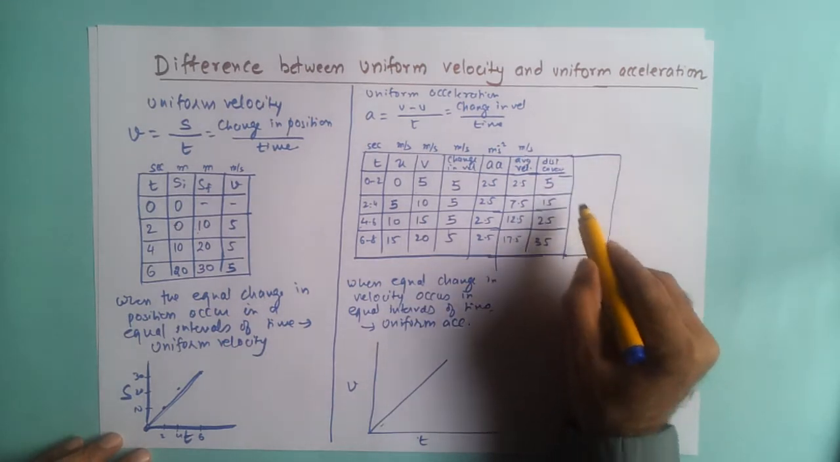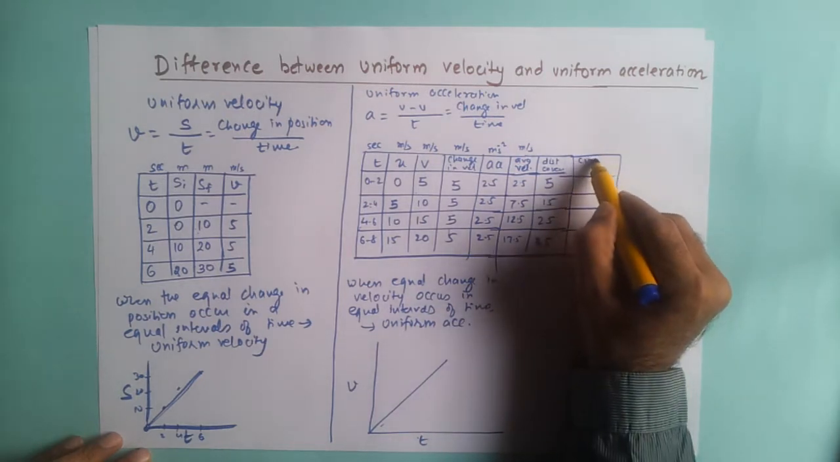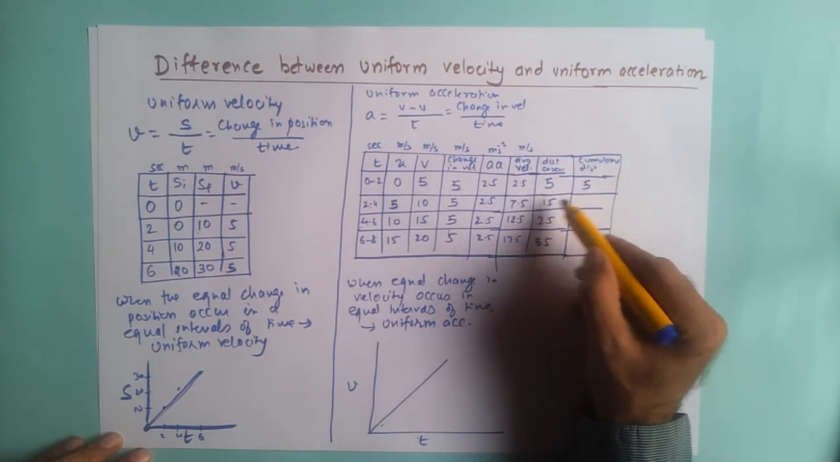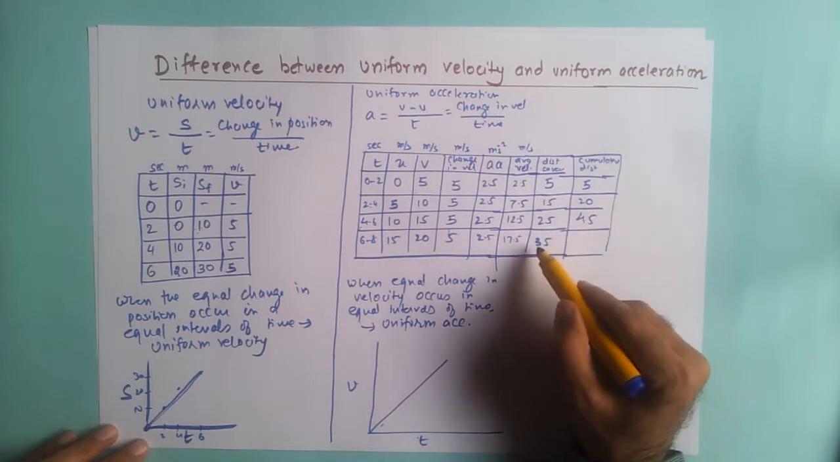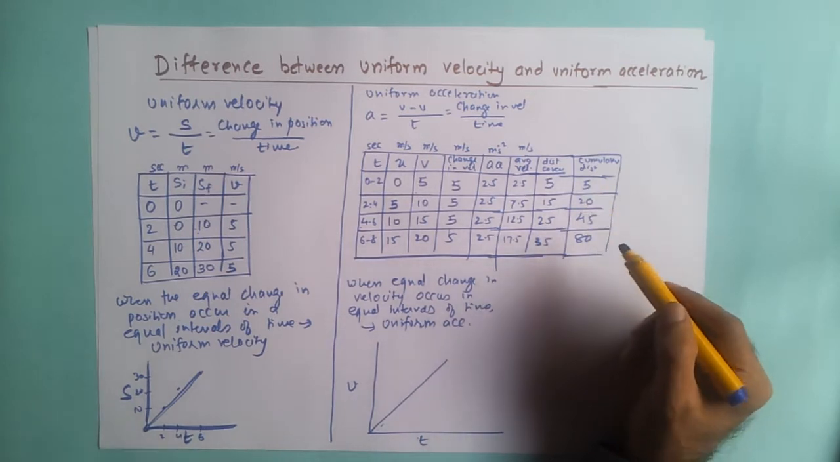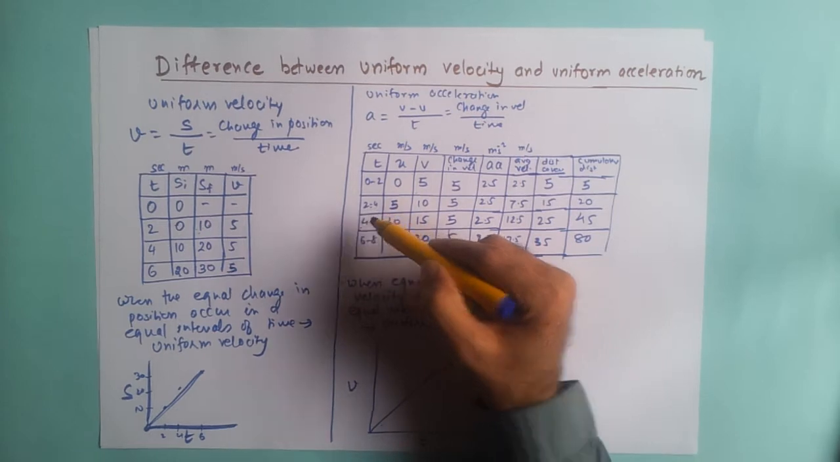So this is the distance covered, and the cumulative distance, that means the distance from the origin. The distance from the origin would be 5. Then 5 plus 15 is 20, then 45, and 45 plus 35 would be 80 meters. This would be the distance from the origin. So as you can see, the distance covered in every 2 seconds keeps on increasing.